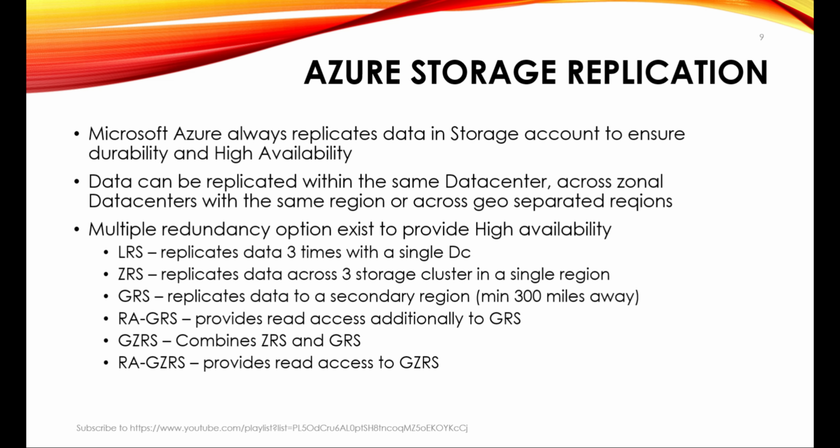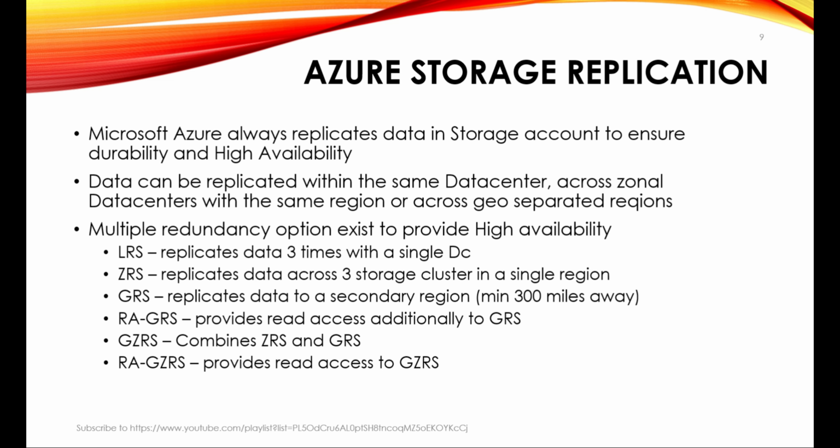Okay, and then the next one is ZRS, or zone redundant storage. It replicates data across three storage clusters in a single region. Then the next one is geo redundant storage, or in short GRS. It replicates data to a secondary region, and that secondary region should be a minimum of 300 miles away. I mean, there should be at least 300 miles distance between the primary and the secondary region.